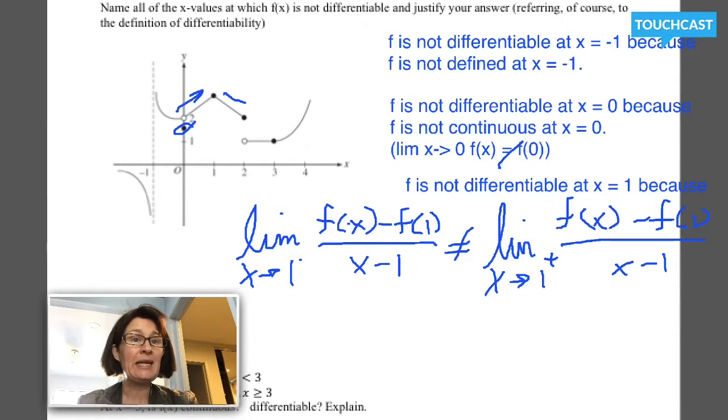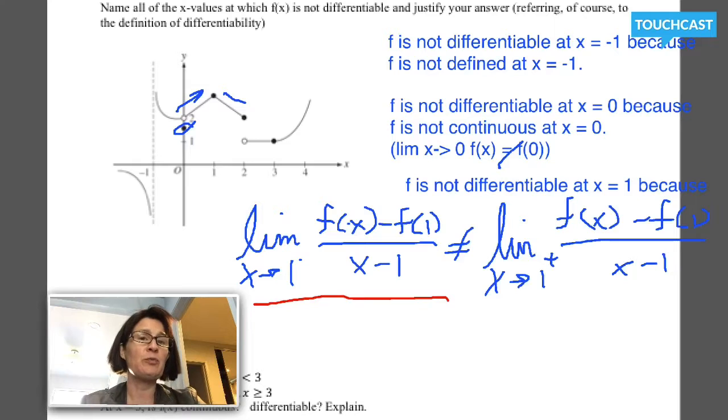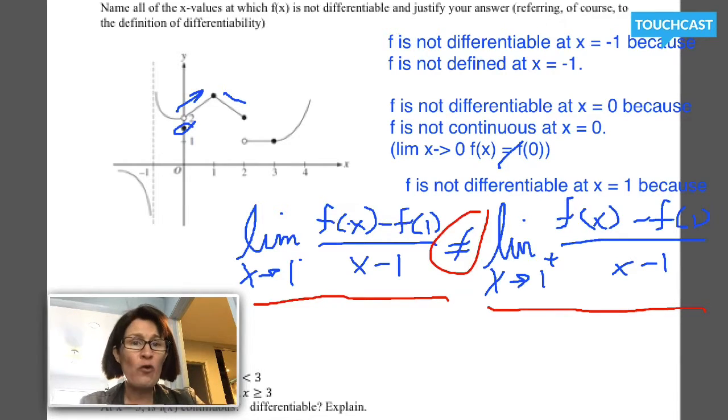So what does this mean? This means that the slope as you approach x equals 1 from the left does not equal the slope as you approach x equals 1 from the right. This is a formal justification for why this function is not differentiable at x equals 1. Now, that's great. You'll need to know this and use it on the free response section.